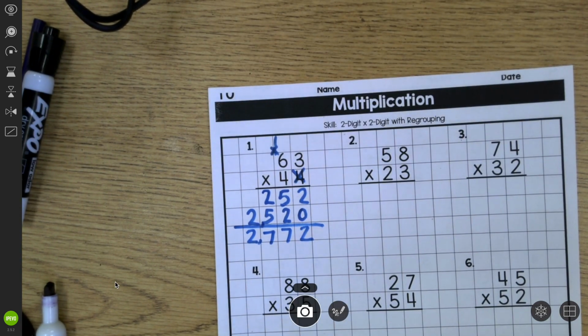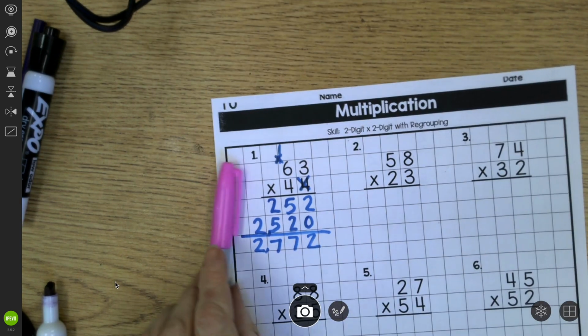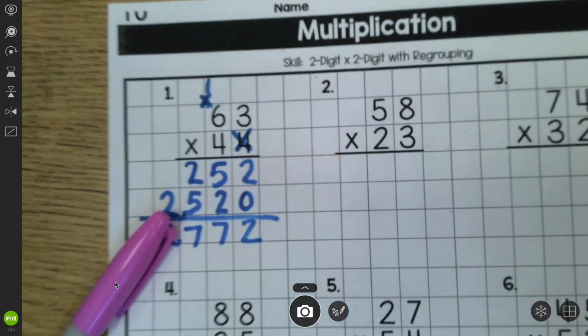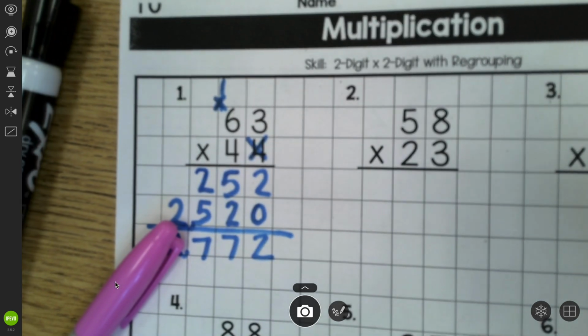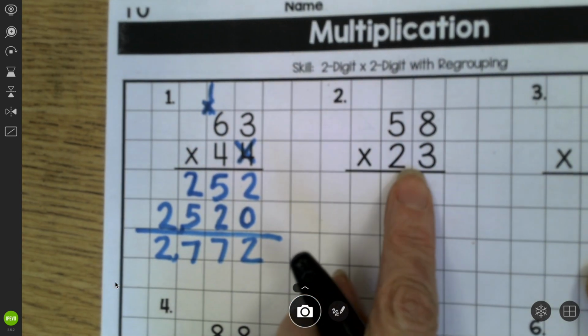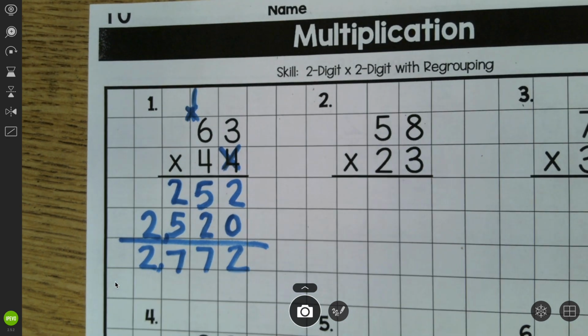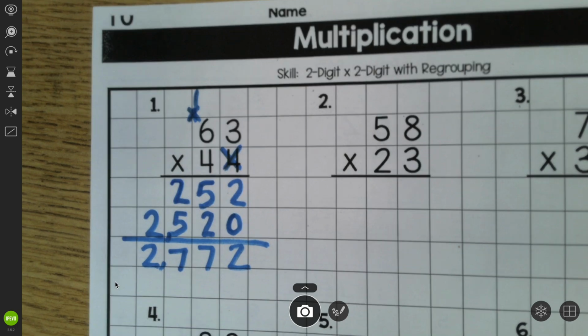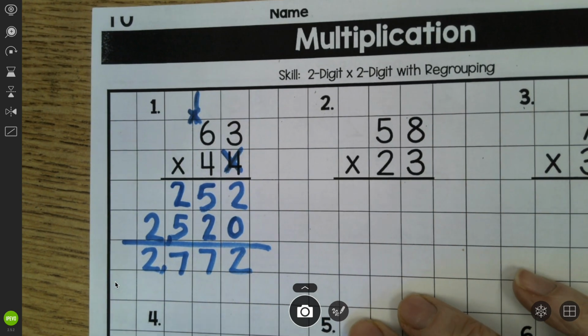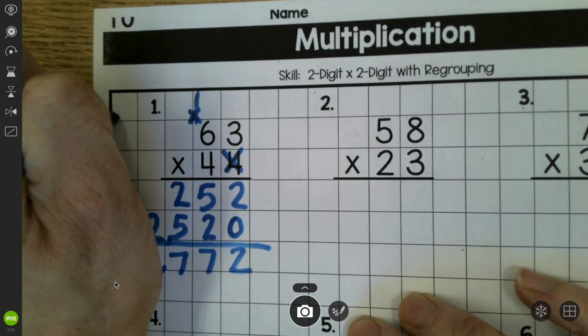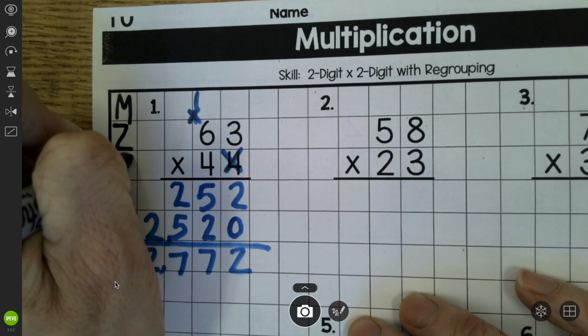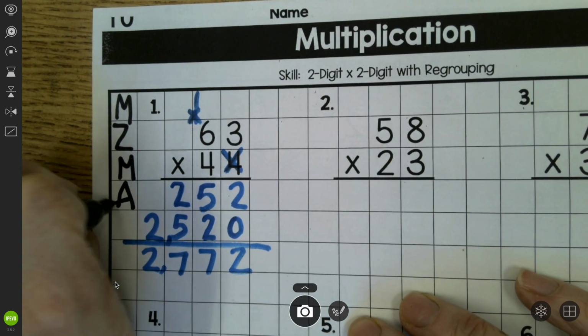All right, let's go to the next problem, number 2. Let's do it with a Sharpie marker. I'm going to do a Sharpie, and I'll do a pink Sharpie too. Okay, so number 2. Let's make it nice and close for you. 58 times 23. Focus, focus. Yeah, there we go. Okay, and I'm going to write right here, MZ, many zoos, many animals.